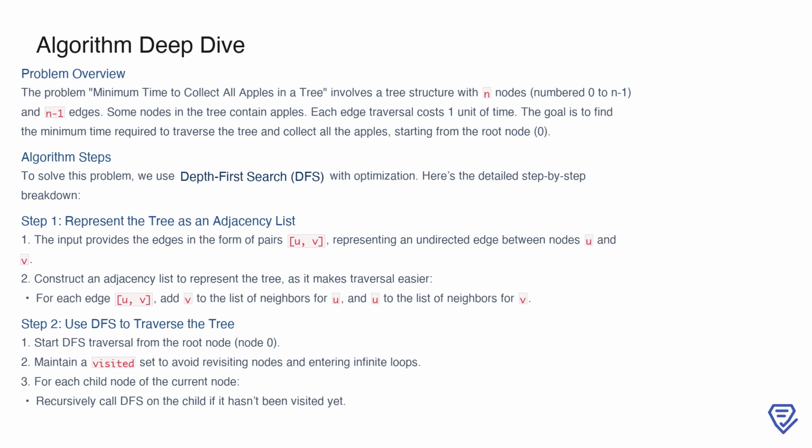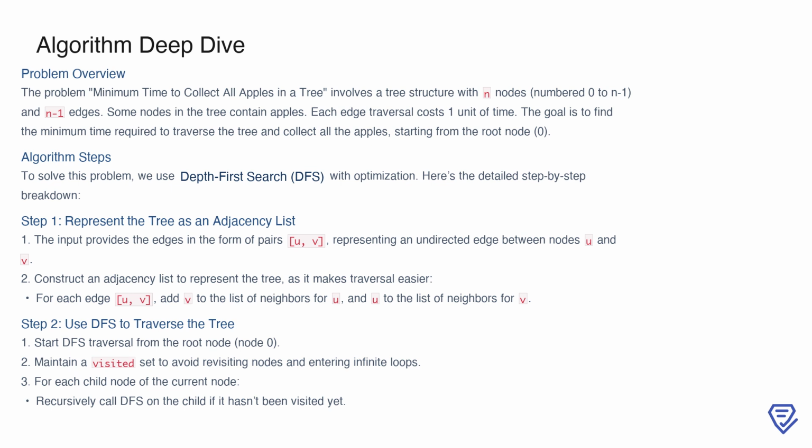In this problem, we are given a tree with n nodes, where nodes are numbered from 0 to n-1, and there are n-1 edges connecting them. Some nodes contain apples, and our goal is to calculate the minimum time required to collect all these apples, starting from the root node, which is node 0. Each edge traversal costs 1 unit of time, and since trees are acyclic, there's a unique path between any two nodes. To solve this problem efficiently, we use depth-first search, or DFS, with some specific optimizations.